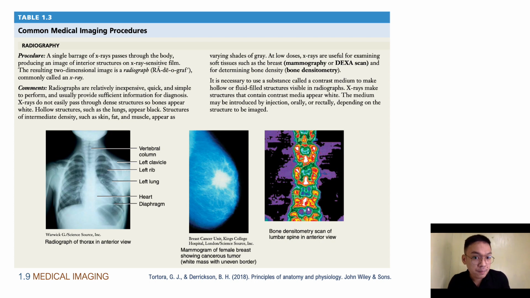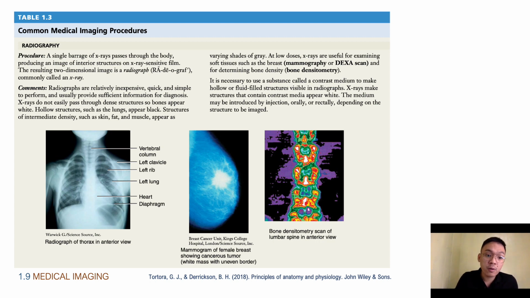It is very useful to use a substance called a contrast medium to make hollow or fluid-filled structures visible in radiographs. X-rays make structures that contain contrast media appear white. The medium may be introduced by injection, orally, or rectally, depending on the structure to be imaged. So these are the following images of your radiography.